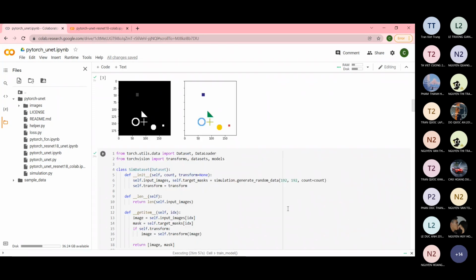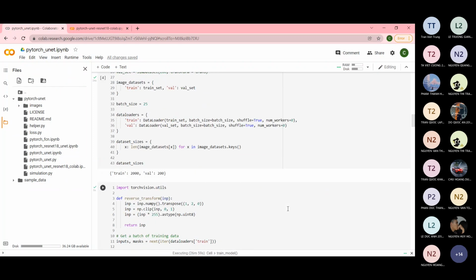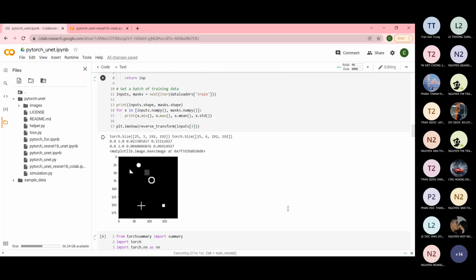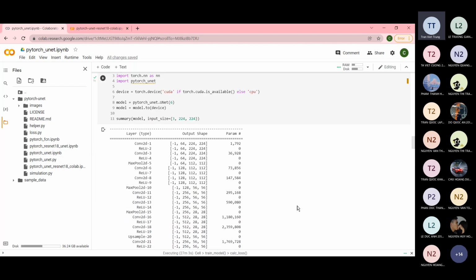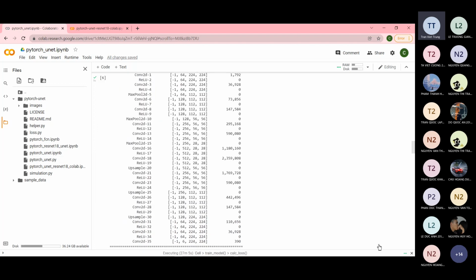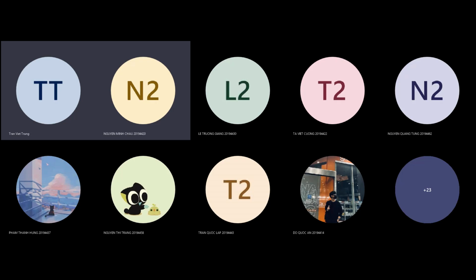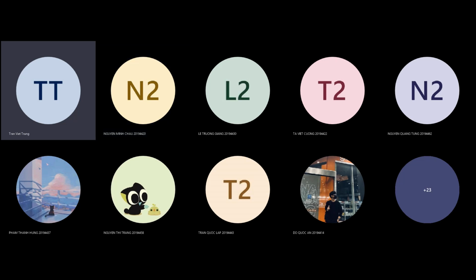Okay, so I think that's it. Thank you. I think that this is not really difficult to understand in the notebook, so I hope that you practice more if needed to understand the UNet and all the things inside that notebook.